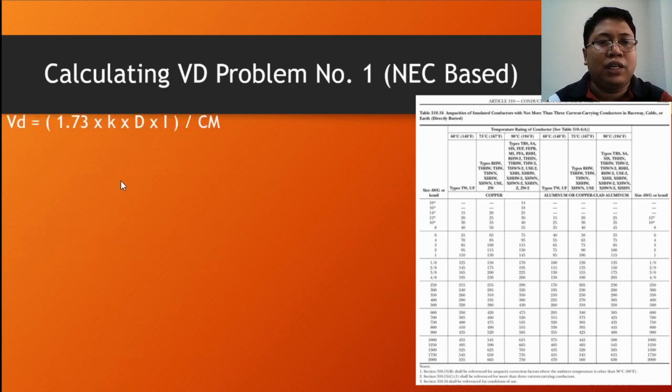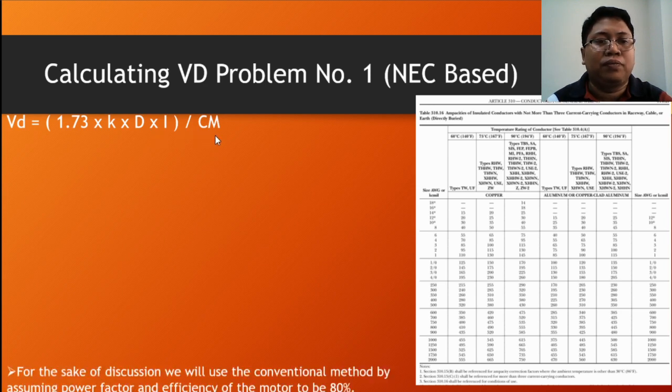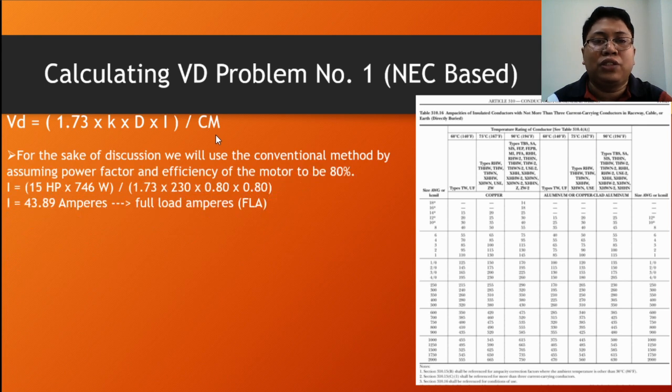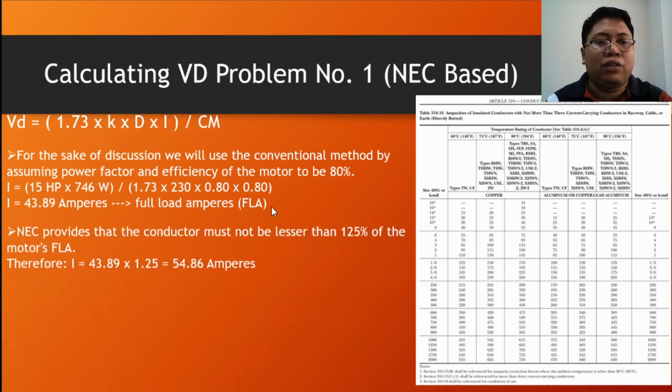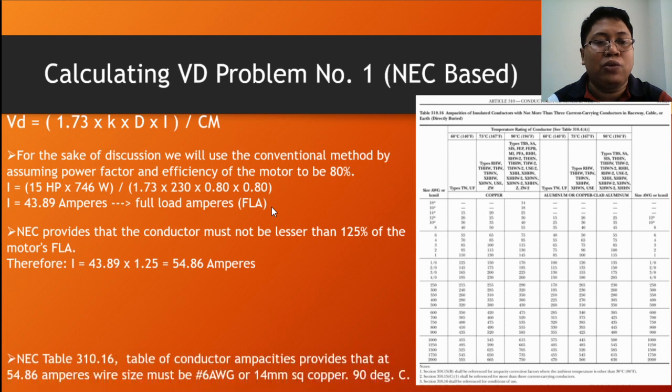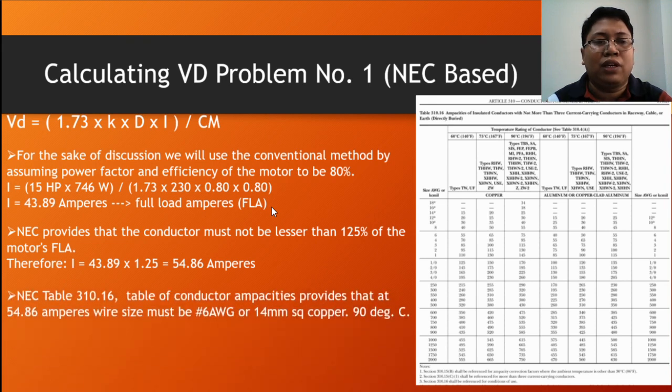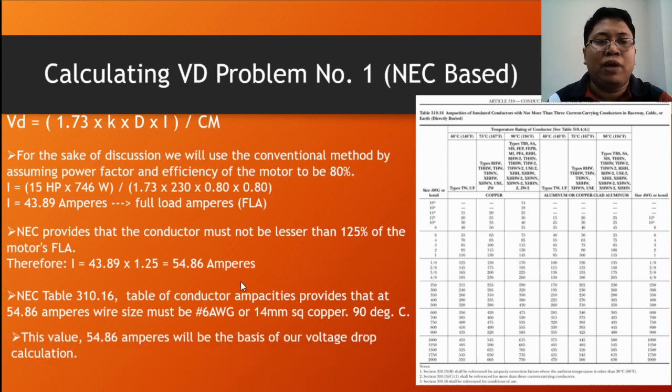Using the formula kanina, VD is equal to 1.73 multiplied by the K value multiplied by the distance in feet multiplied by the current all over the area or the circular mills. For the sake of the discussion, we will use the power factor and efficiency to be 80%, katulad nung kanina rin natin. Ito na yung lumabas, 54.86, same value. And then, based on table 310, number 14 pa rin yung nare-recommend niya. Pero since we will be applying yung voltage drop, let's see kung papasok pa rin siya.